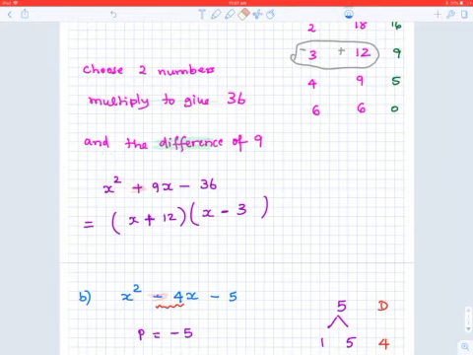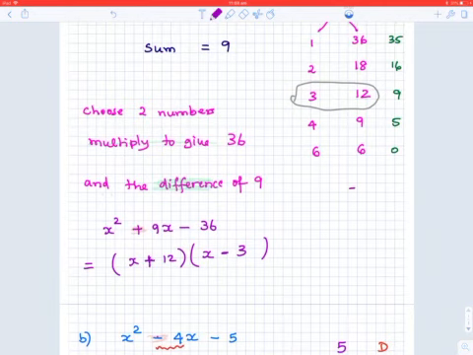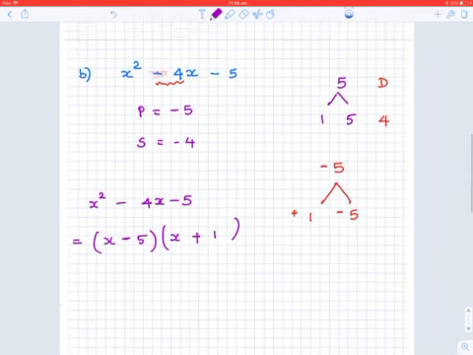Here again, I think I should have written something like this. That makes your life easier. So we write 36, minus 36 here. We write 12 and 3. But the bigger number carries the sign, so that means this is plus 12 and minus 3.